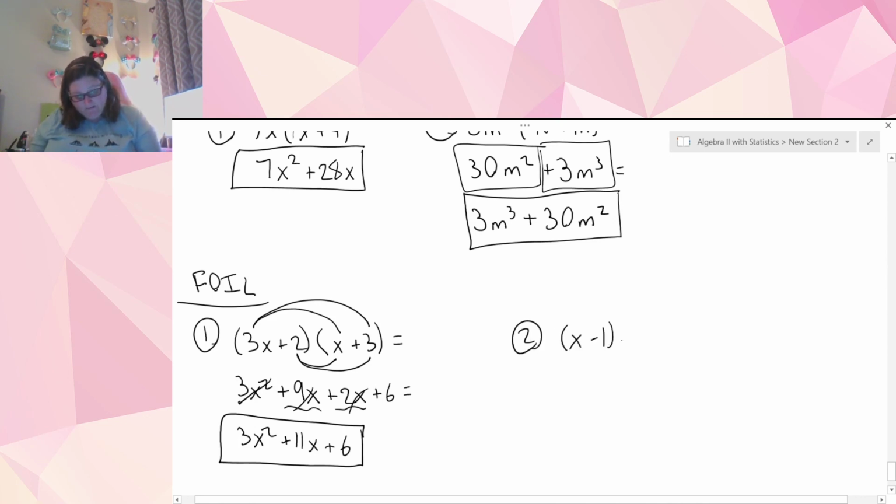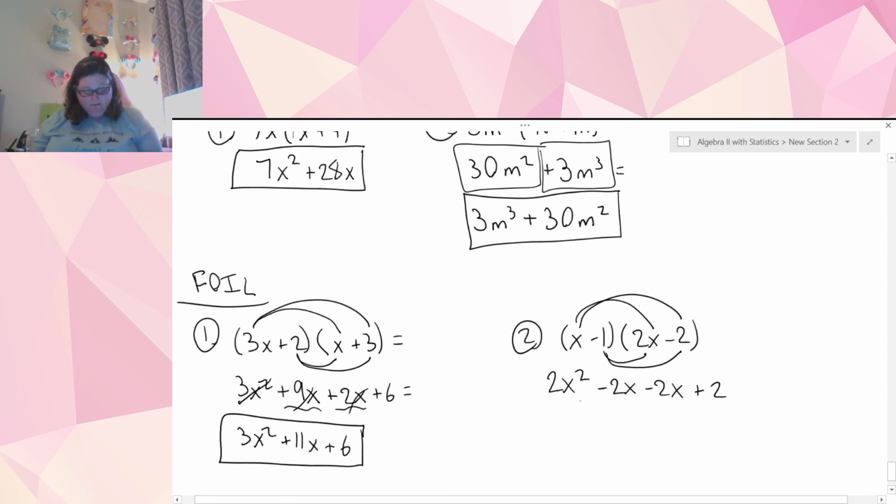Next one, I have x minus 1 times 2x minus 2. So again, using FOIL, x times 2x is 2x squared. x times negative 2 is negative 2x. Negative 1 times 2x is negative 2x. And negative 1 times negative 2 is positive 2. So 2x to the second, I only have one of, so I write that down. Then I have negative 2x and negative 2x, which is negative 4x. So those are gone now, and I'm left with plus 2.